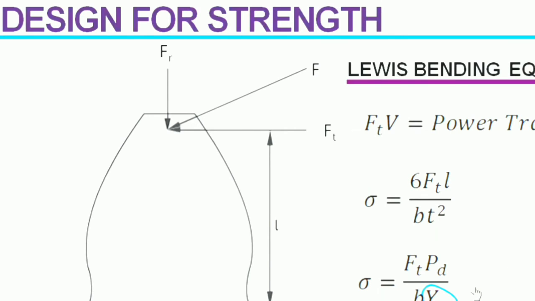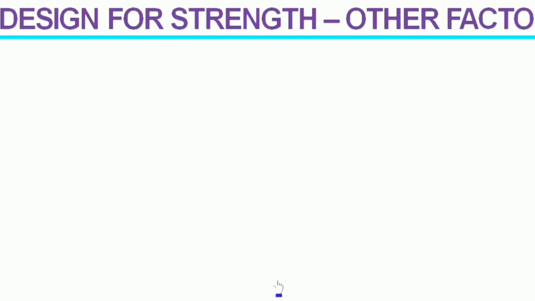But if you design a gear using this equation, that will be unrealistic, because here we are considering our gear like a cantilever. We are assuming it is in a static condition and designing, but that's not the actual case. So in the next section we will see how we can modify this equation in order to incorporate many other factors which affect the strength of the gear.